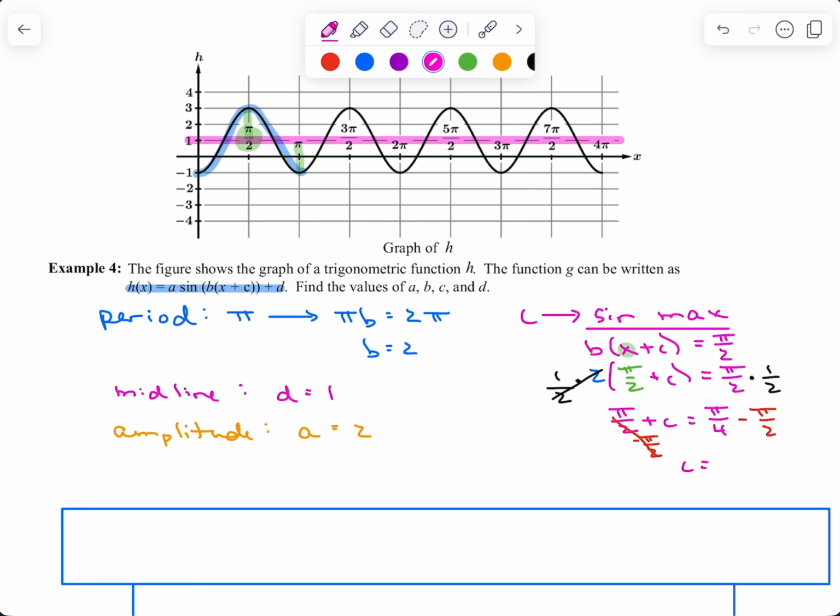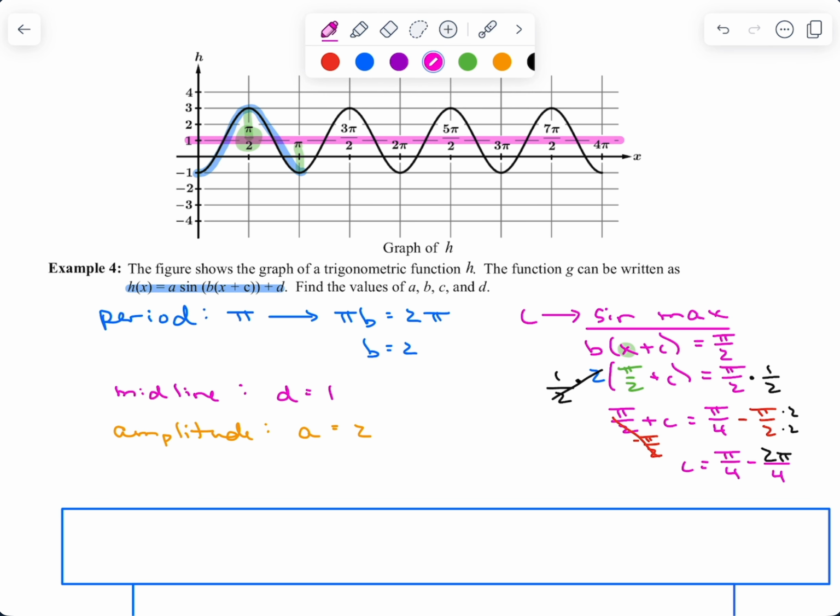Good news, I know that when I'm subtracting fractions, I just need common denominators. So I'm going to change this to pi over 4 minus, I need pi over 2 to be something over 4. Well, if I multiply the denominator by 2, I need to multiply the numerator by 2 also. So this is going to be 2 pi over 4. That is an equivalent form to pi over 2.